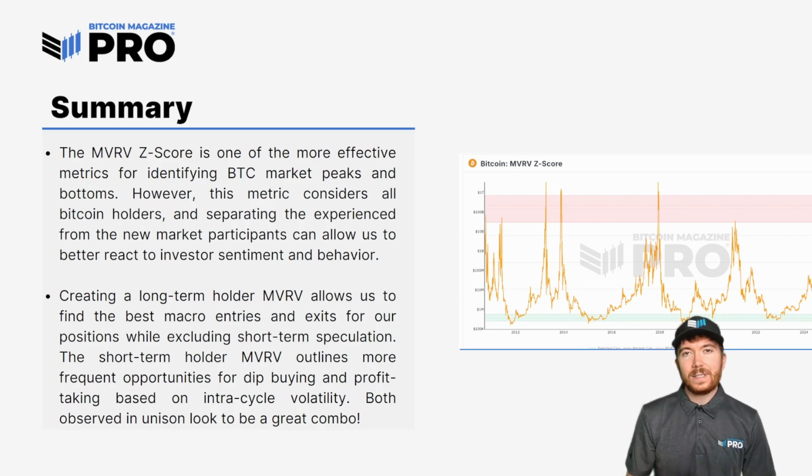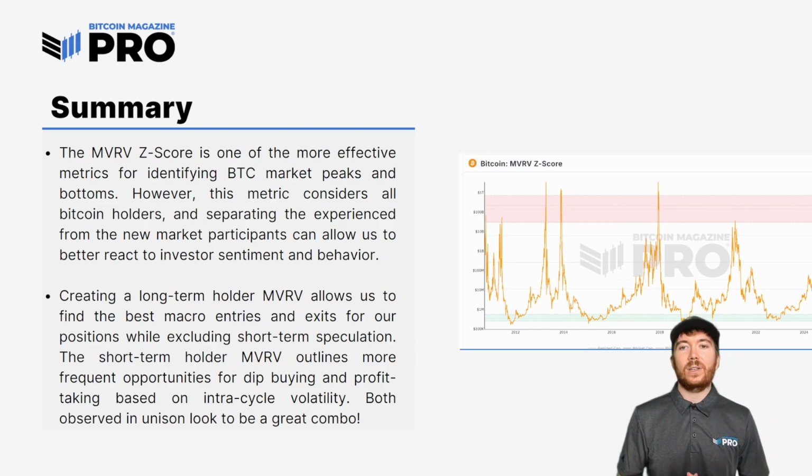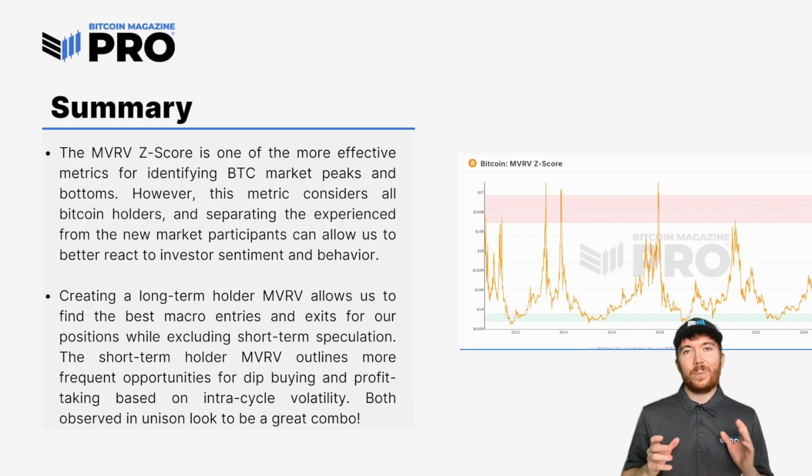And creating a long-term holder MVRV allows us to see the best macro opportunities for both entering and exiting the market, as well as the short-term holders allows us to get more frequent intracycle positions on our BTC holdings. So I think in unison, these actually act as a great combination. And of course, the MVRV Z-Score on its own is still a great metric. But once we can actually adapt and fine tune and maybe use all three of them in combination, I think gives us a much better insight into where we may be during bull and bear cycles.